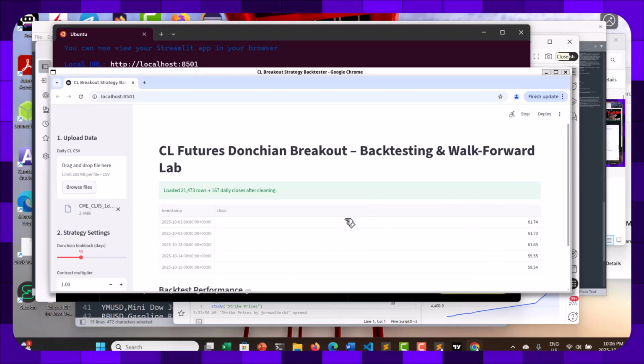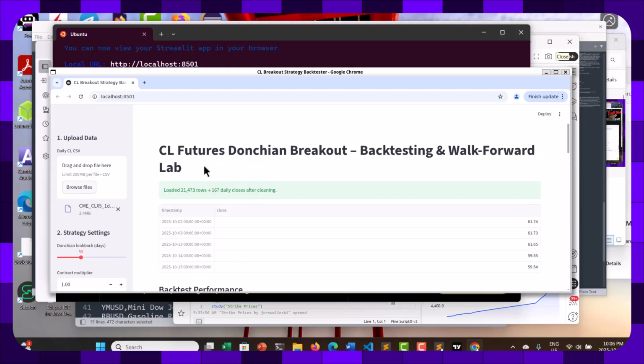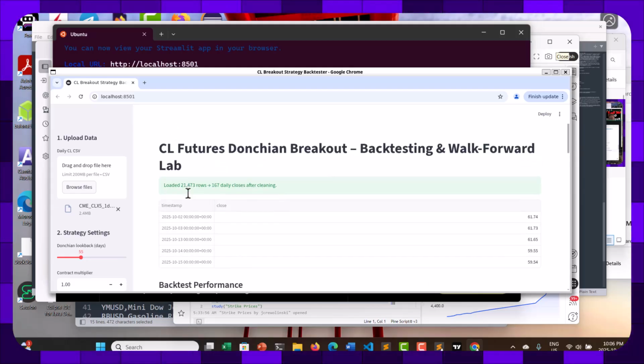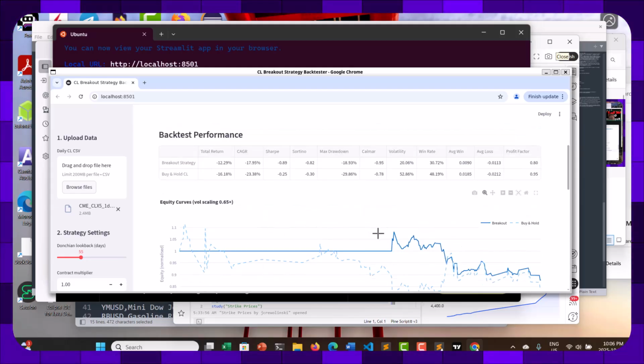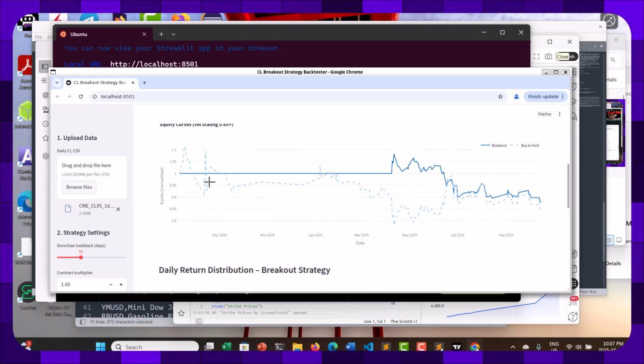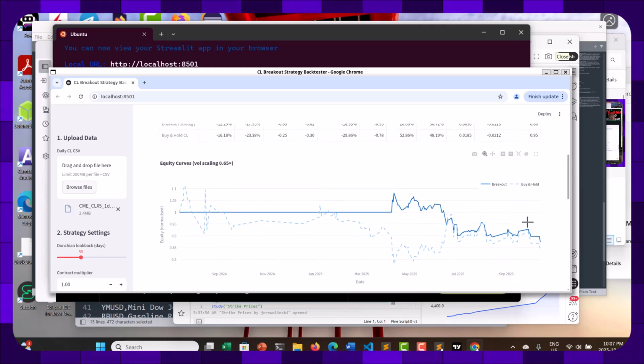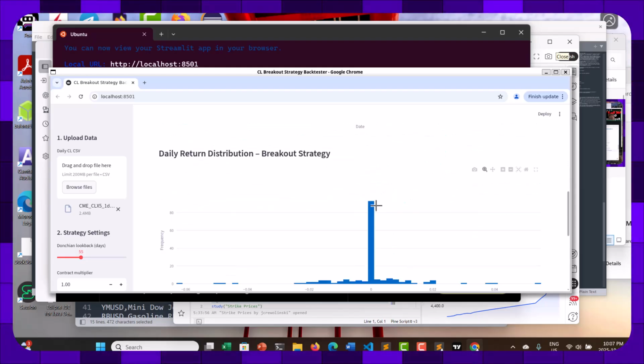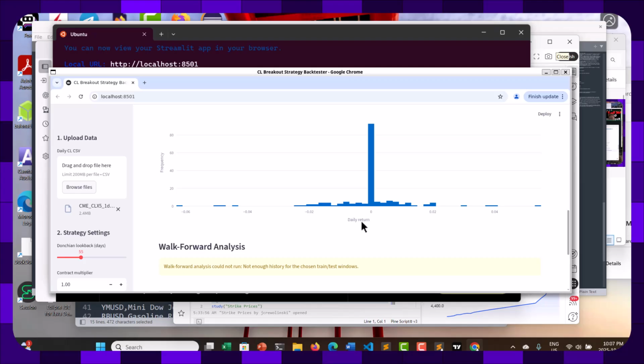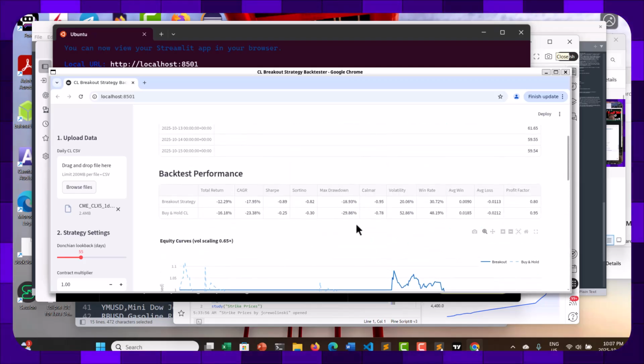So here we've got, again, a similar amount of rows, 21,500, which is quite a lot of data to work with. But you can see what's going on here with the breakout. It's declining, right? So not doing too good. Here the returns probably aren't that good on a daily basis. Max drawdown still kind of high. Volatility, eh.